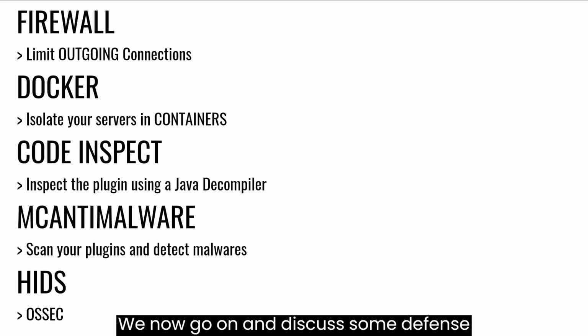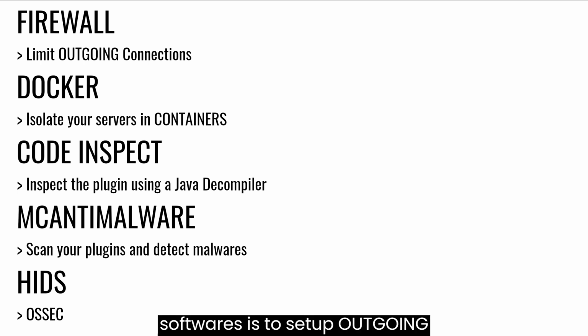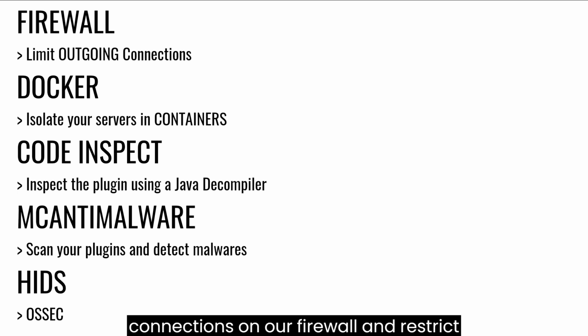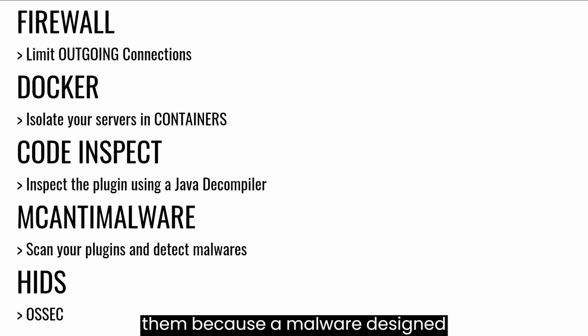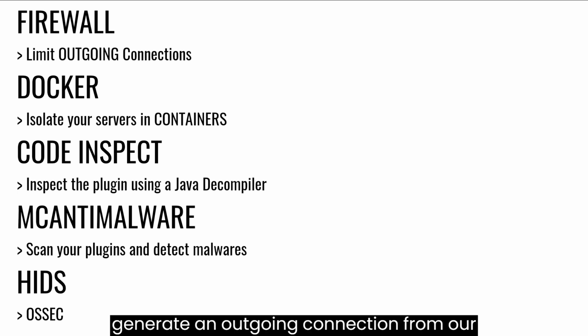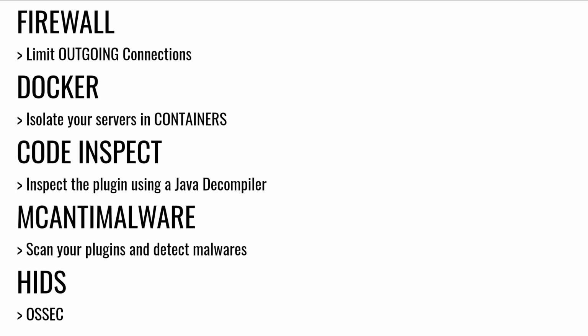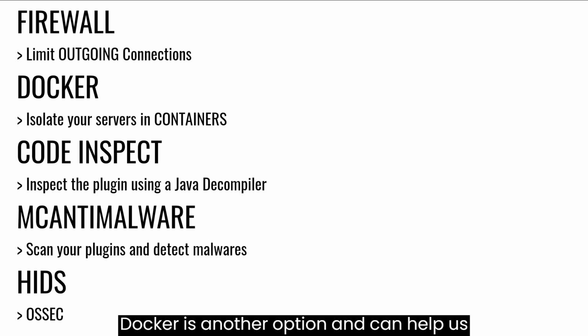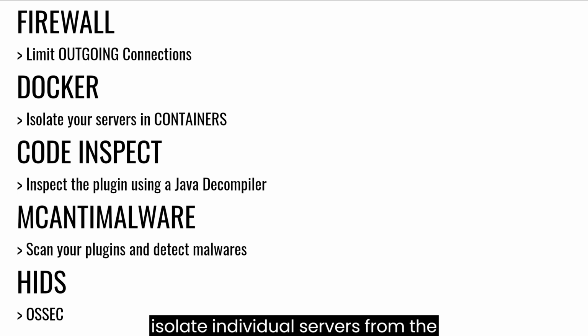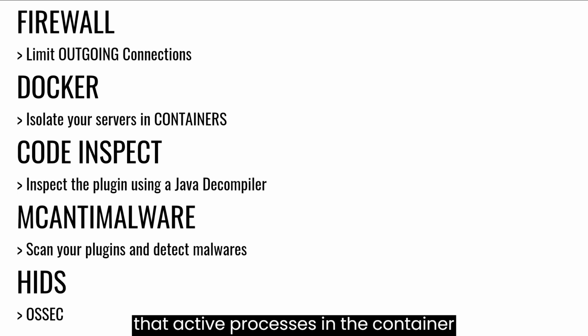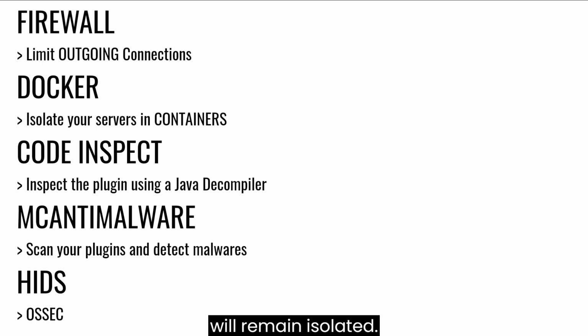We now go on and discuss some defense techniques. One of the most important things, besides not downloading cracked software, is to set outgoing connections on our firewall and restrict them, because a malware designed especially for reverse shell will generate an outgoing connection from our server to the hacker's machine. Docker is another option and can help us isolate individual servers from the rest of the operating system, so that active processes in the container will remain isolated.